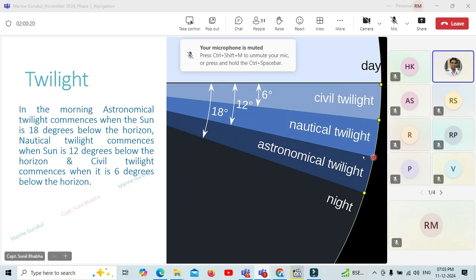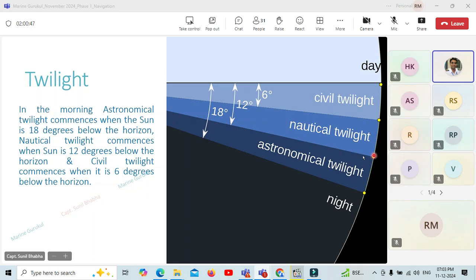Now at this particular instant, the sun is 12 degrees below the horizon. You can see this angle is 12 degrees now. It is marked in the diagram. This is the instant when the sun is 12 degrees below the horizon, and at this particular instant the nautical twilight commences. The nautical twilight has commenced here.